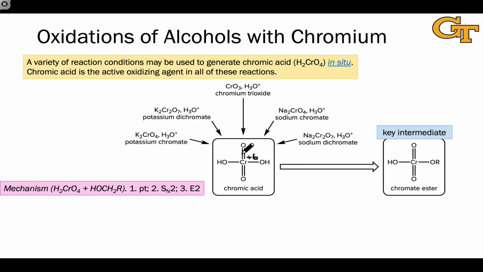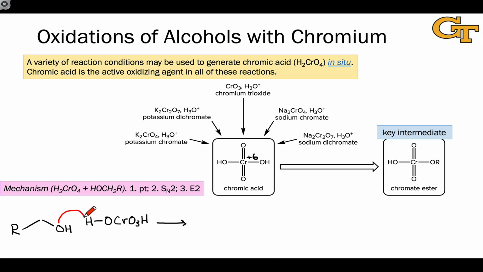There are a number of different ways to generate this intermediate. Most of them involve the combination of some chromate or dichromate source with acids. All of these conditions lead to the generation of chromic acid, and this is the active oxidizing agent, and so mechanistically they all converge to a common point. Chromic acid is a pretty strong acid thanks to all of the oxygen atoms linked to chromium. A good analogy for this actually is sulfuric acid. Imagine replacing the central chromium with sulfur.